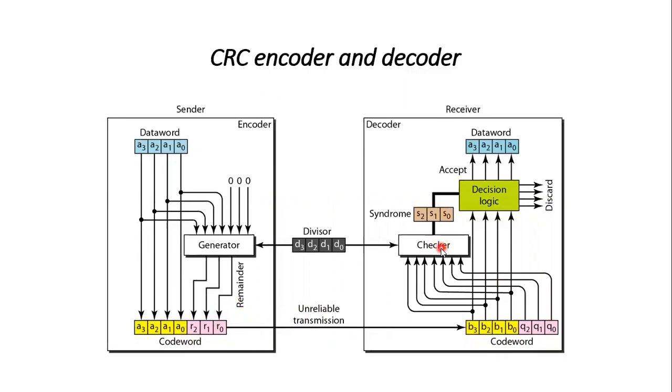So again, when we send the code word, the receiver receives the code word and then uses the checker to regenerate the syndrome, that is S0, S1, S2. Then this syndrome is discarded and it accepts only the data word A0, A1, A2, and A3.